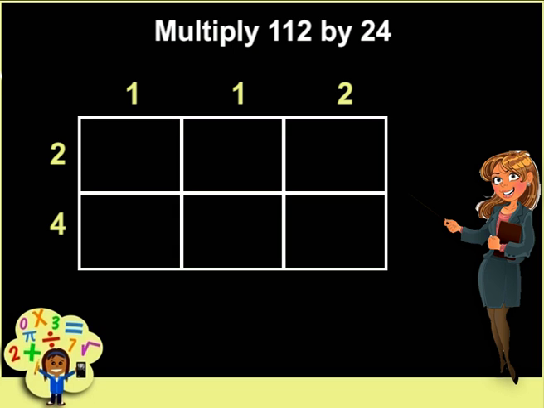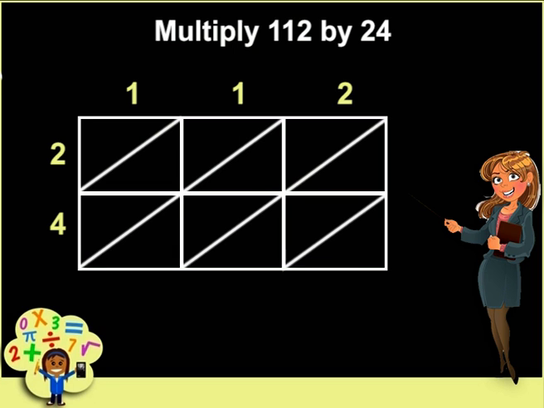Then we will divide each small square in 2 parts as shown. First of all, we will multiply 1 by 2. As you know that 1 times 2 is 2. We will write 0, 2 in the first small square, 0 at the top part and 2 at the bottom part of the diagonal as shown to you. In the next step, we will multiply 1 by 4. We know that 4 times 1 is 4. We will write 0 and 4 as shown to you.